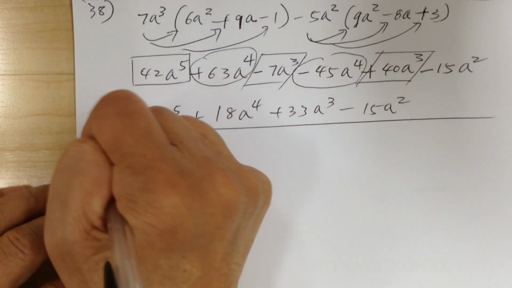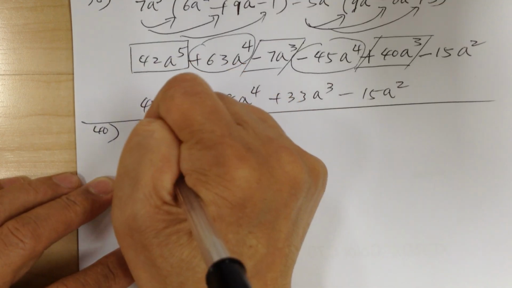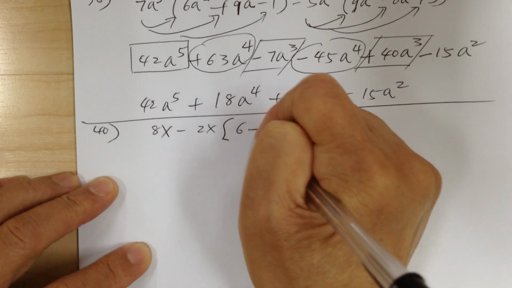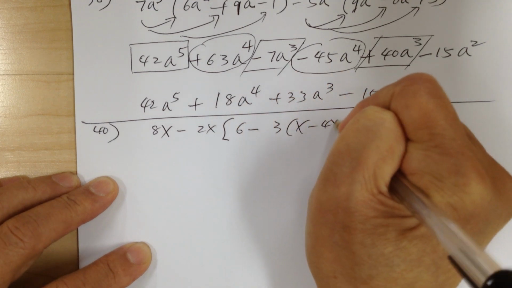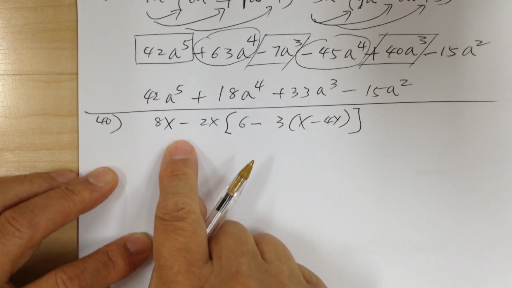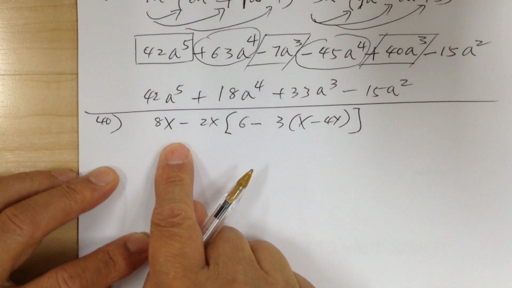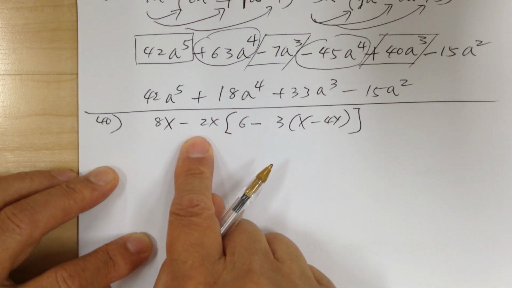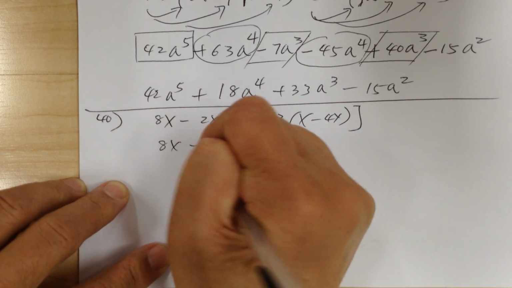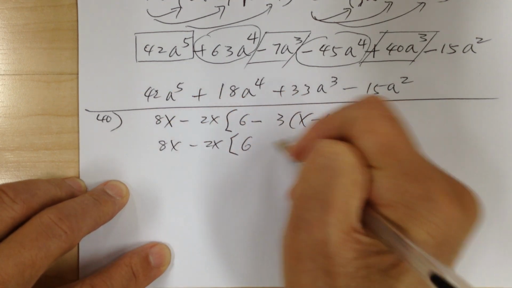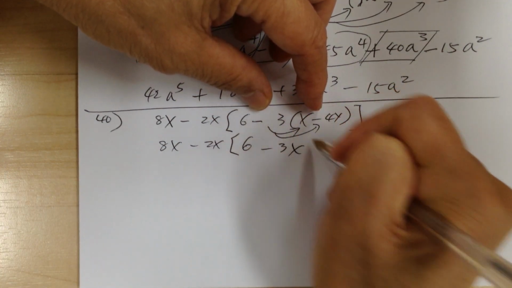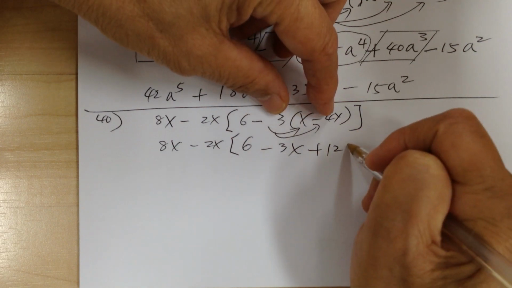Okay, let's go to number 40. You've got 6x minus 2x bracket 6 minus 3 times x minus 4y parentheses bracket. Again, you need to resist the temptation to subtract this first. Don't subtract this into 6x. You have to do the parentheses first. To get rid of the parentheses, you have to multiply, so it would be minus 3x, and this would be plus 12y.